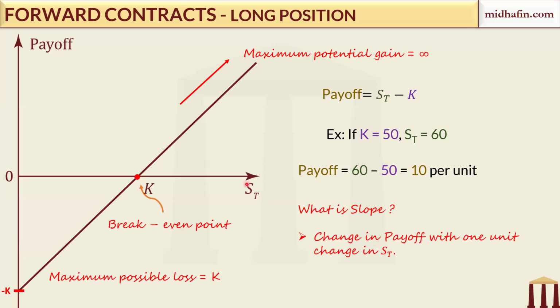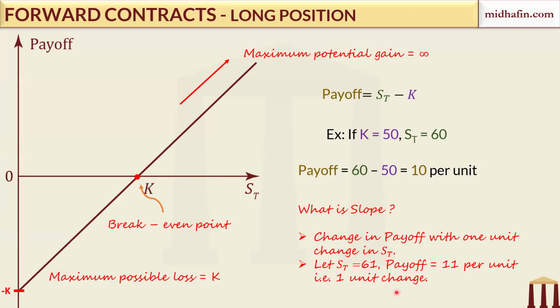Okay. So let's say ST is currently 60, and suppose you have not hit maturity yet, maybe a few hours are remaining. Then in the final hours before maturity, ST changes from 60 to 61. So obviously payoff will also become 11. So it means earlier payoff was 10, now payoff is 11. Okay. So there is a 1 unit change in payoff for every 1 unit change in ST. ST changed from 60 to 61. Payoff also changed from 10 to 11.